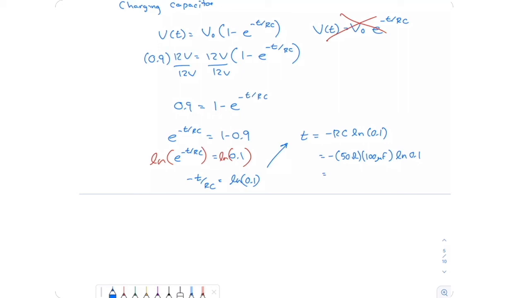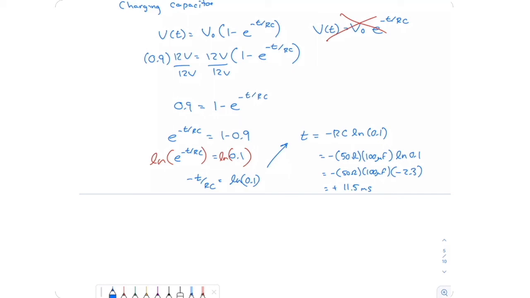Natural log of 0.1 is minus 2.3. So the minus signs are going to cancel, so that I get a positive time. And when I multiply those numbers together, I got 11.5 milliseconds. So a farad times an ohm is a second.